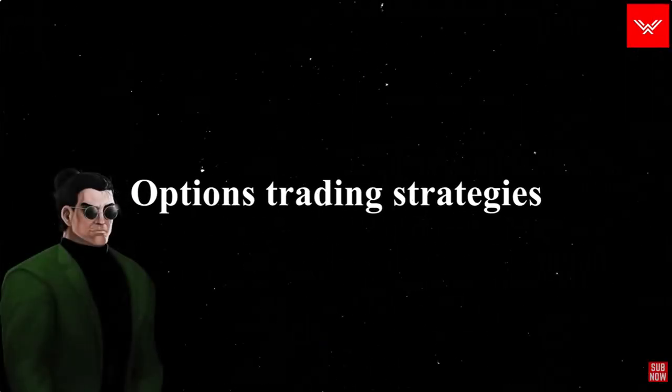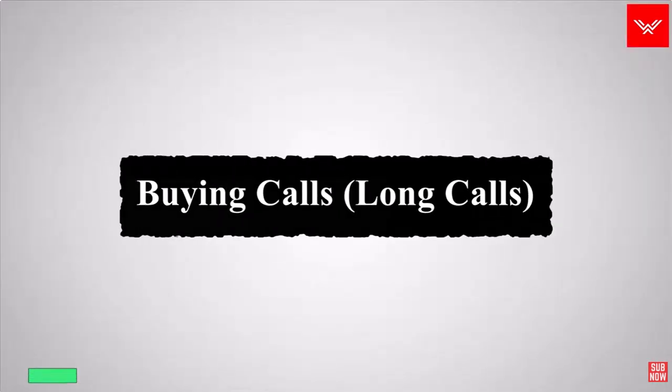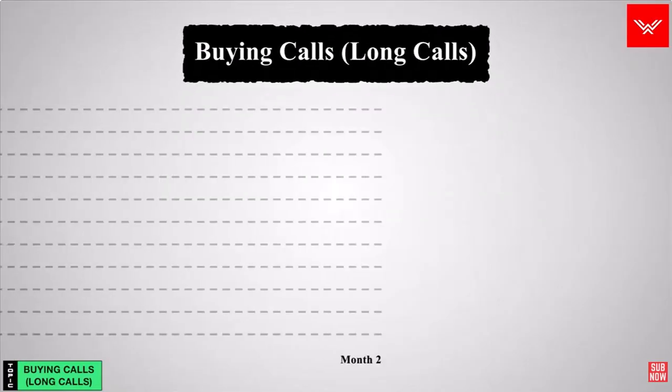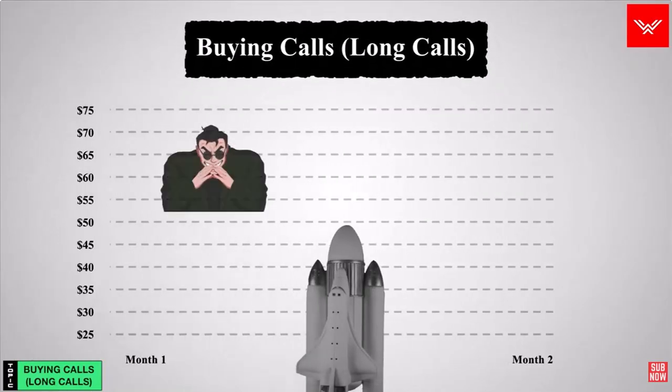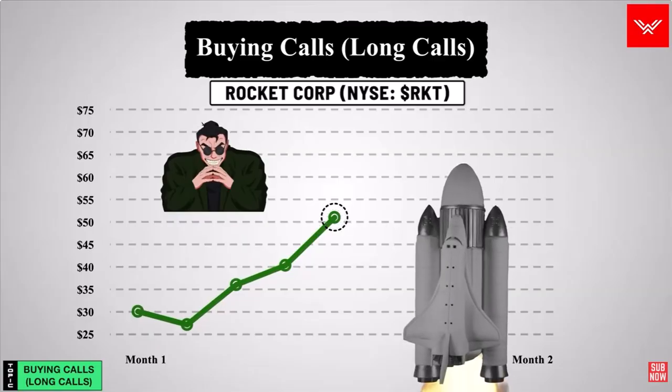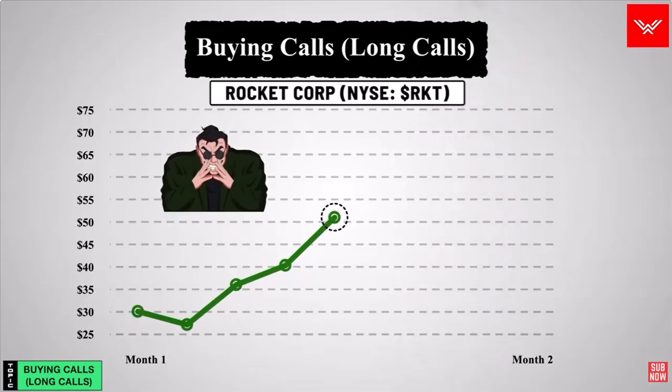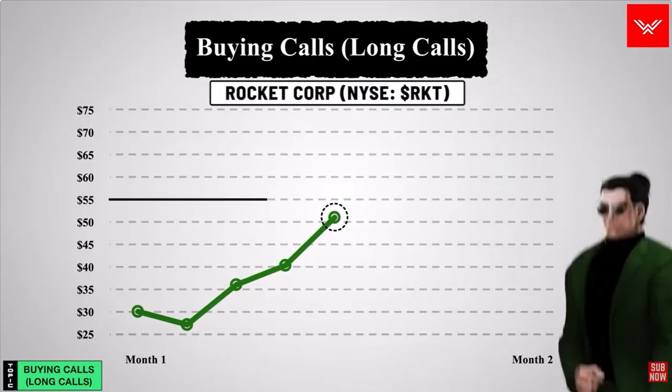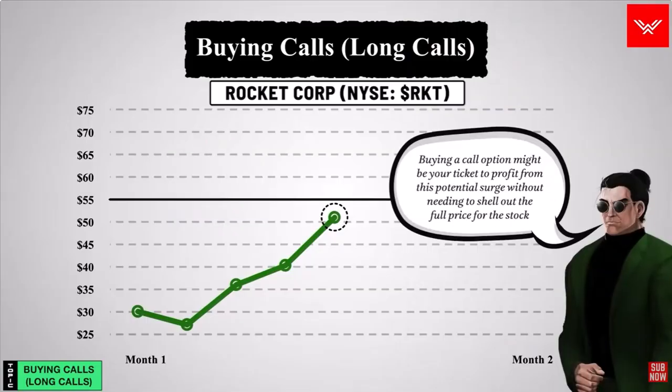Let's now get into some options trading strategies. Buying calls, or long calls. Imagine you've got a hunch that a particular company's stock, let's call it Rocket Corp, currently priced at $50, is going to soar in the next month because of a groundbreaking product release. Buying a call option might be your ticket to profit from this potential surge without needing to shell out the full price for the stock.